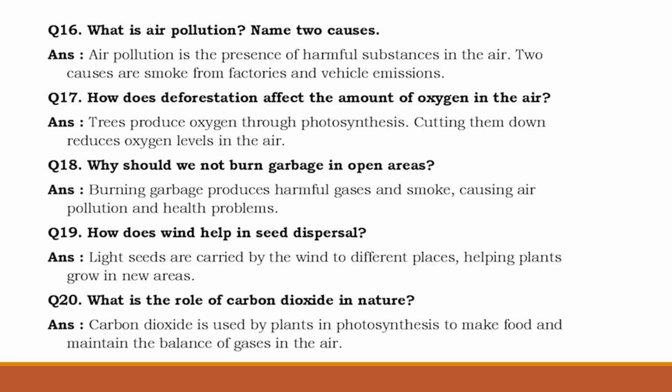Question 16. What is air pollution? Name two causes. Answer: air pollution is the presence of harmful substances in the air. Two causes are smoke from factories and vehicle emissions. Question 17. How does deforestation affect the amount of oxygen in the air? Answer: trees produce oxygen through photosynthesis. Cutting them down reduces oxygen levels in the air.